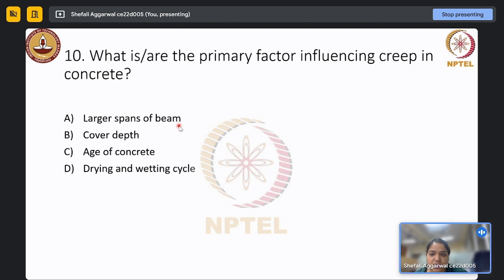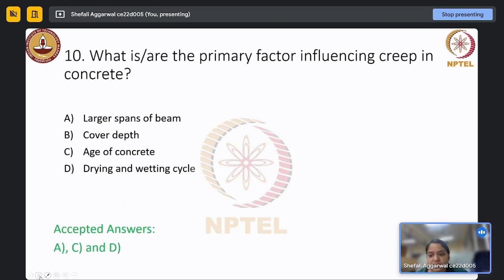See, next, we can go for A, C and D. So A is the largest span of beam. If a beam has a very large span, there are chances of more creep. We say that depending on the size of the specimen, creep will be more, and more for larger depth or larger span concrete. And the last option, drying and wetting cycle. Do you think it will affect creep? Yes, ma'am. It may cause stresses in the concrete and it might cause creep.